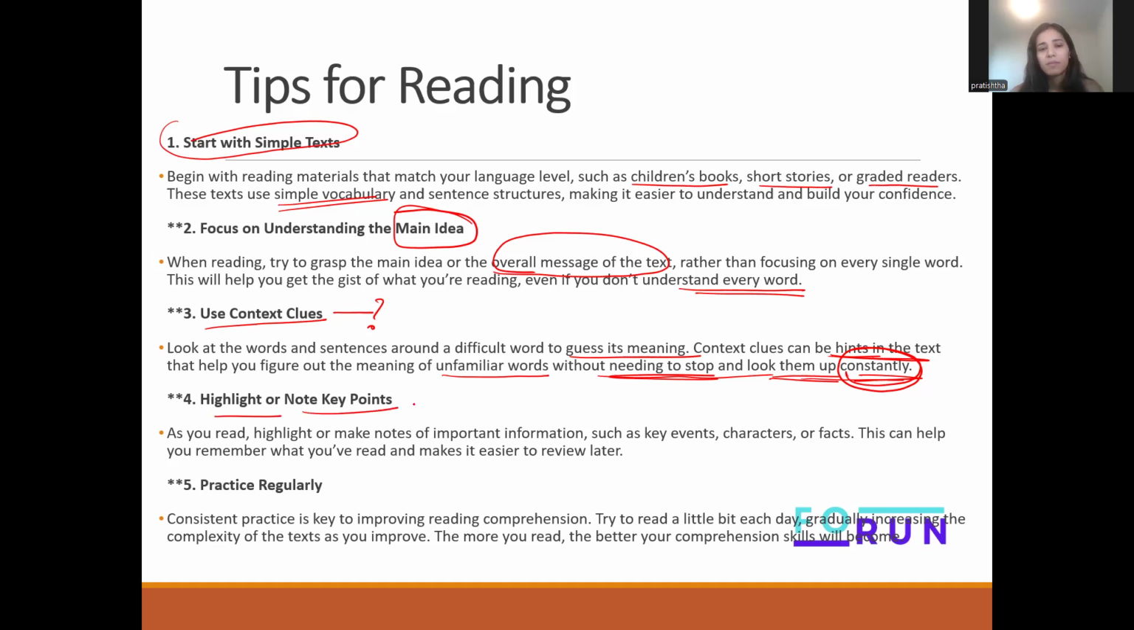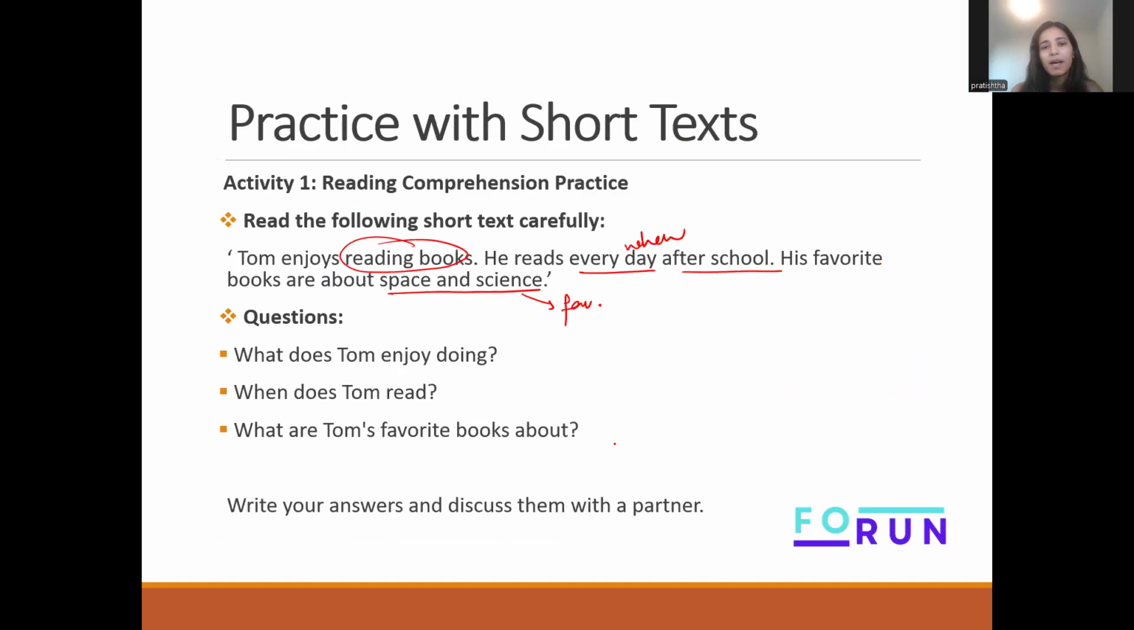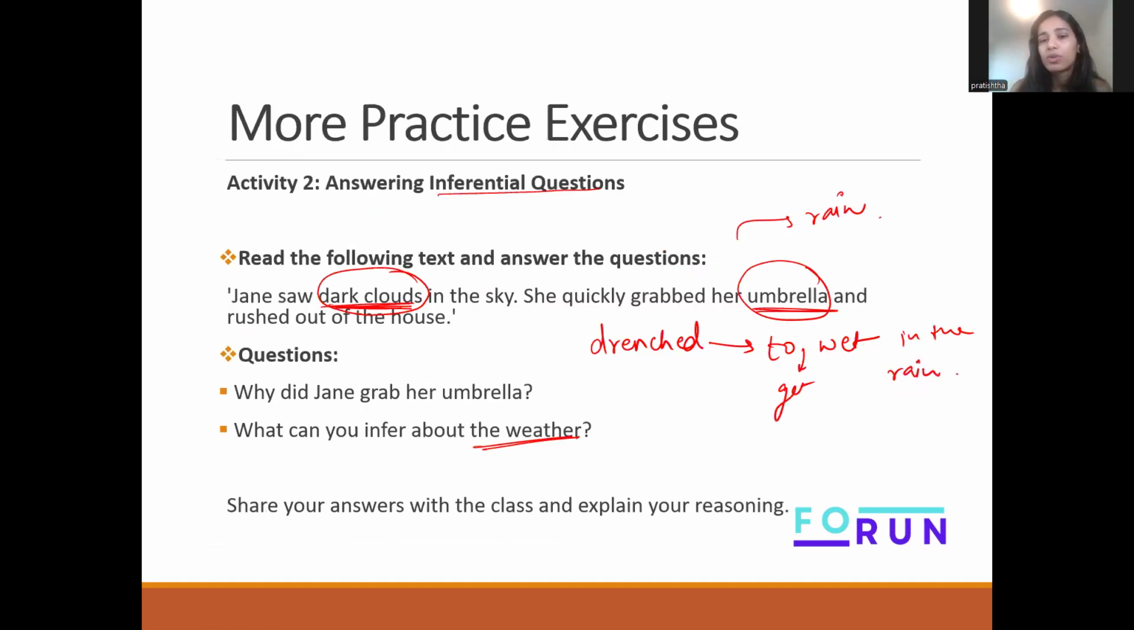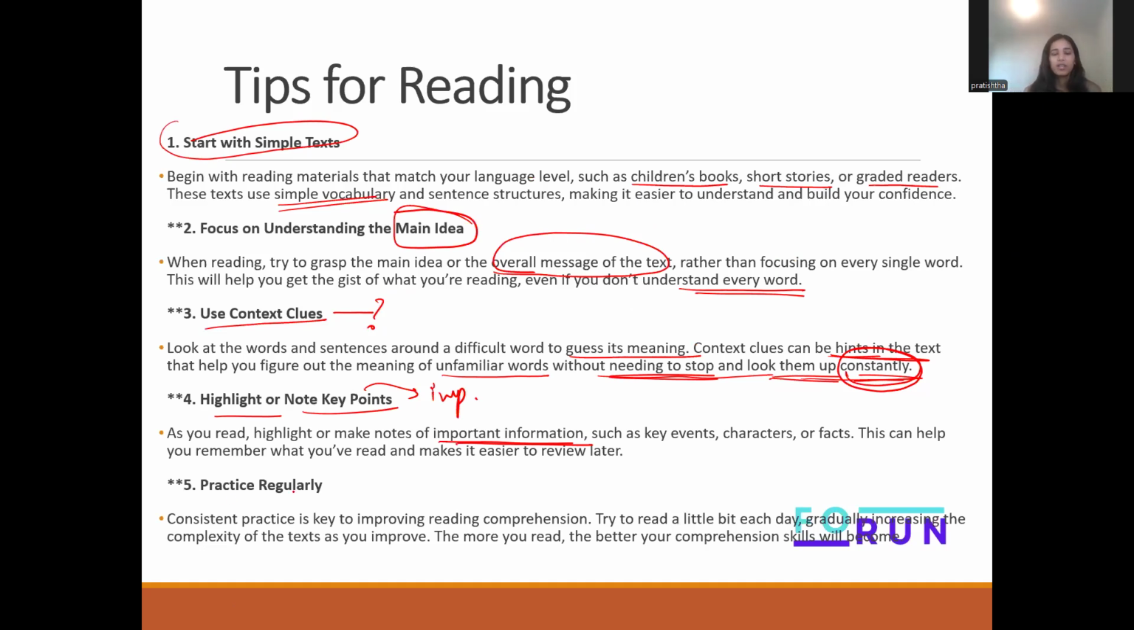Highlight or note key points. Key points means important points. So you have to note down important information. For example, here while we were reading, I was just writing these things down, like when, and about what his favorite is. So these are the key points in the text. Not every line will have a key point, but where there is factual, proper information, those points you have to note down. And practice regularly. Every day you need to read some sort of small text and try to practice. The more you practice, the better you become.